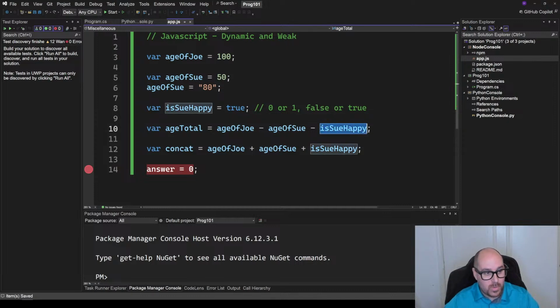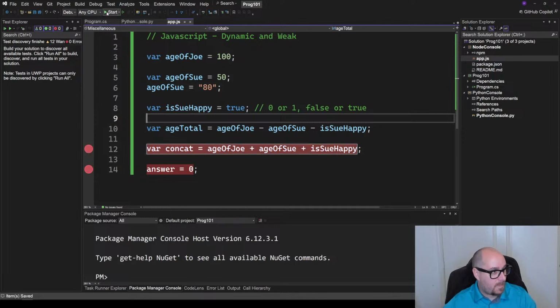Similarly, the Boolean here, which is either true or false, it'll say, oh, well, that's true, which I recognize can also be a 1. So I'm just going to implicitly, which means it's sort of like automatically without telling anyone, I'm going to convert is Sue happy to a 1. So this will be 100 minus 80 minus 1. So let's see how that looks.